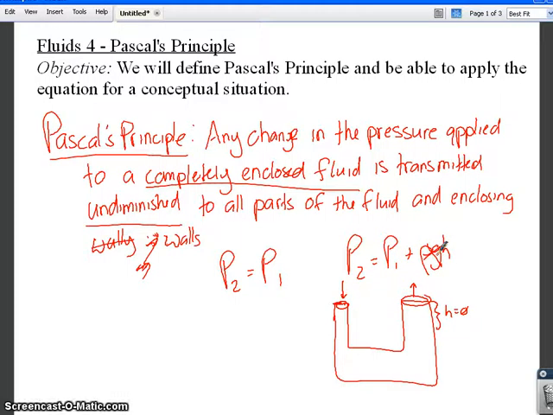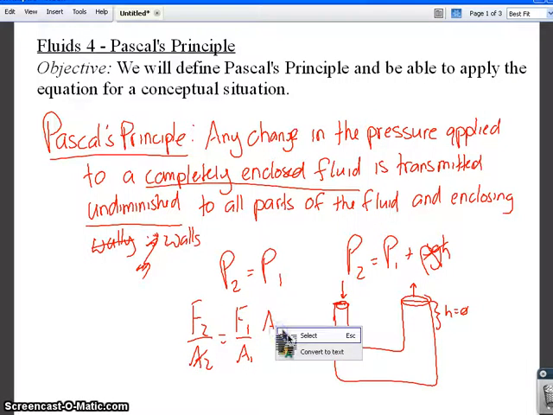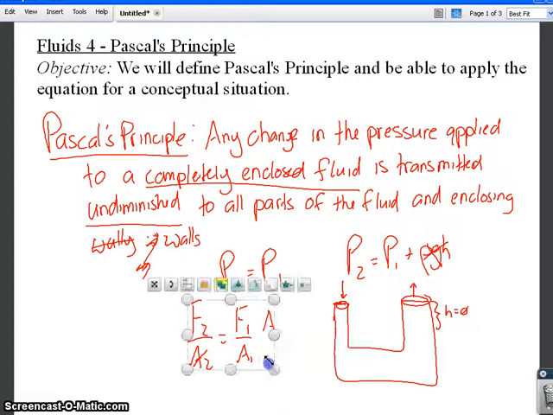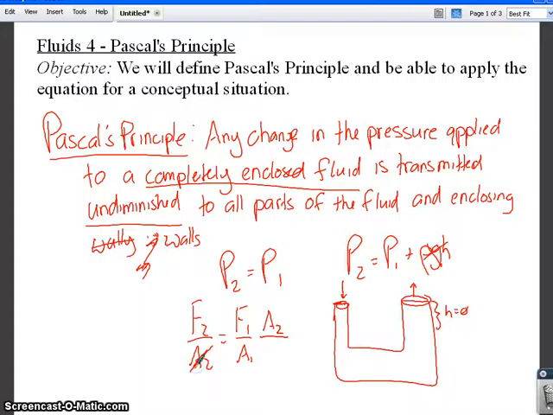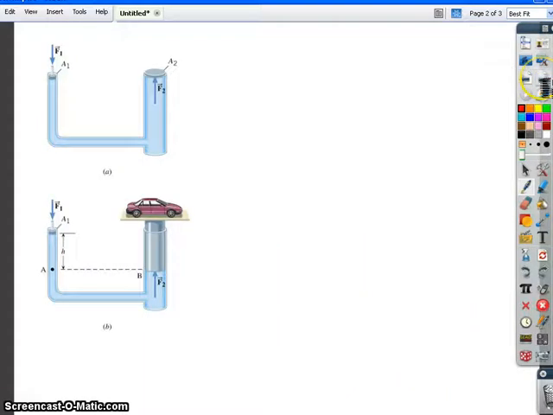So P2 equals P1. So that means that F2 over A2 equals F1 over A1, because pressure is force over area. So if I apply a force over this area, what force is going to be applied on this area? And so if we just bring this over, if we multiply both sides by A2, we can now calculate what the force is going to be on the opposite side. So let's look at this picture over here. This is how car lifts work. This is how we lift up a car.